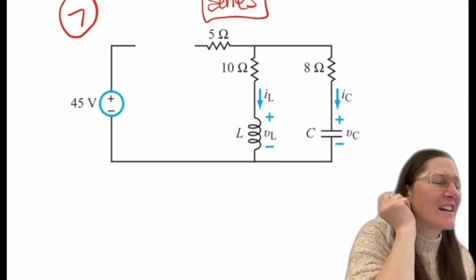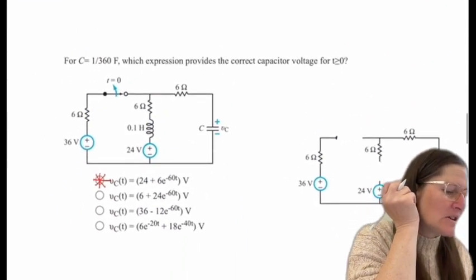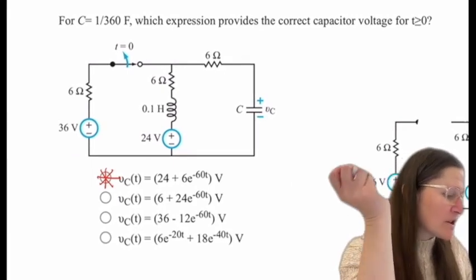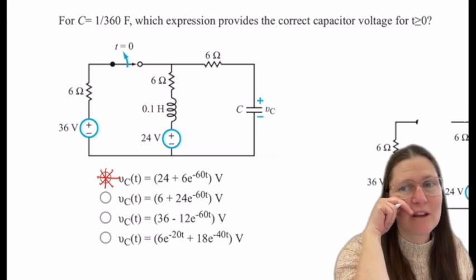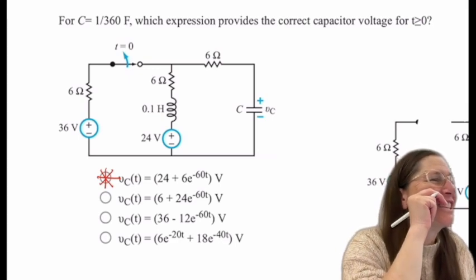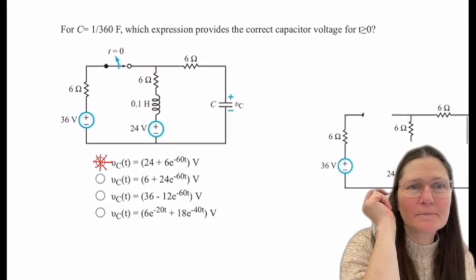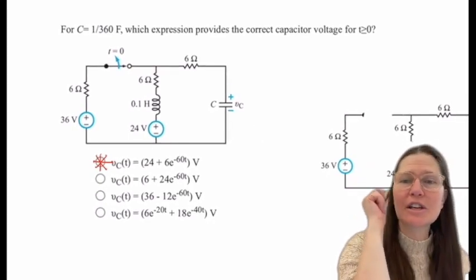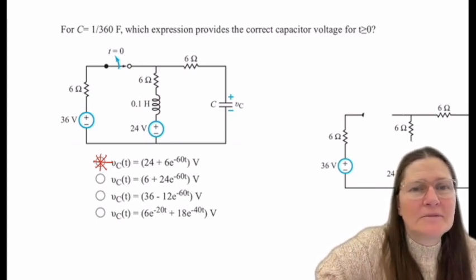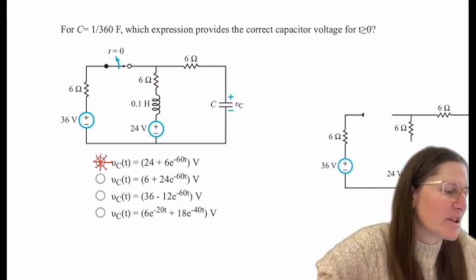All right, any other questions on this? Okay, so we're going to look at this problem. It has a couple sources in there, and we're going to try and find the right expression. I've already marked which one it should be so that I make sure I do the problem solution right too. Go ahead and work on this. Make sure you can see the value for C. C is 1 over 360. And then that switch opens at time t equals 0.